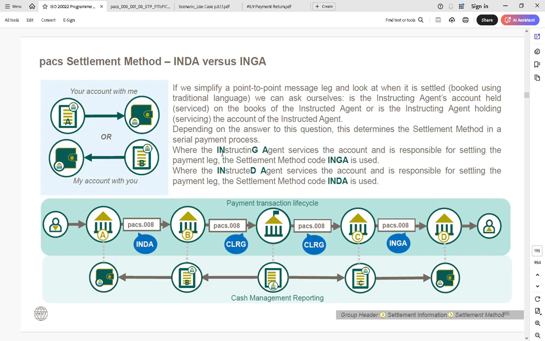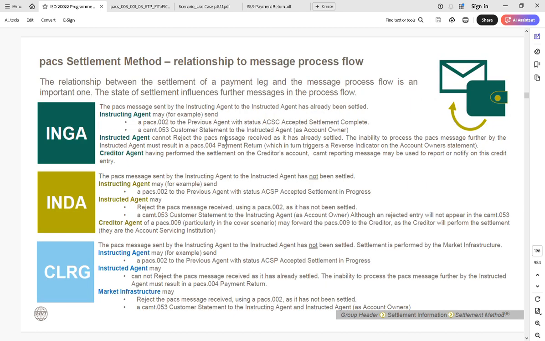Okay, INGA and INDA. DA means instructed agent and GA means instructing agent. That is the difference between INDA and INGA here. It is a very thin line of difference. So first is INGA, and second is showing INDA from B to A, from instructed agent to instructing agent. We are going to study some more examples of this.